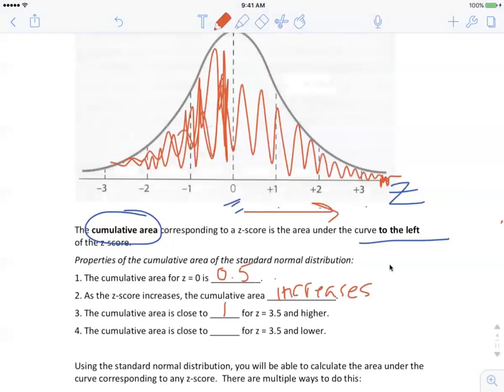For number 4, there was supposed to be a negative. So this is supposed to be z equals negative 3.5. Don't know what happened to that negative. But if you're over here at negative 3.5, you're talking about area to the left, it's going to be close to 0. There's pretty much nothing out there. I mean, there'll be something, right? But it's going to be pretty close to 0. Okay.